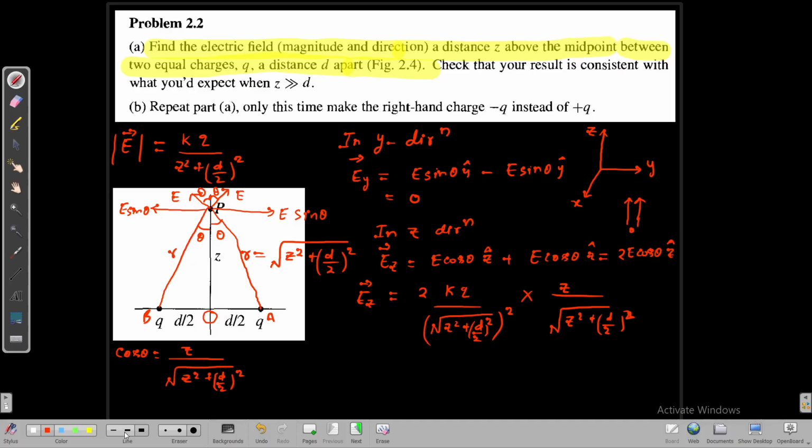Let me make it a little bit less darker. Okay, now it is fine.